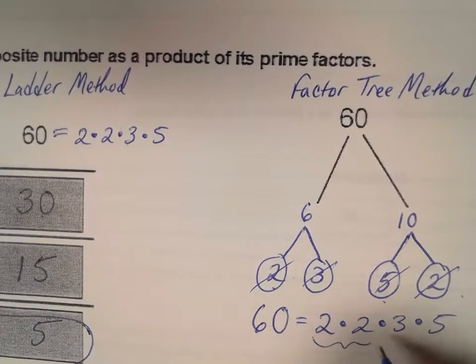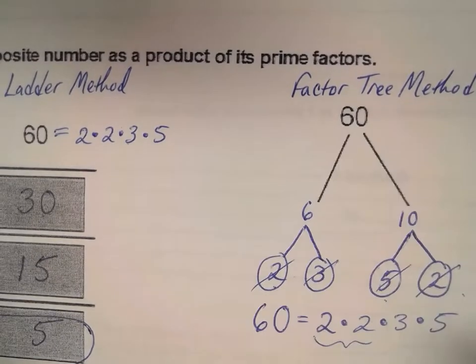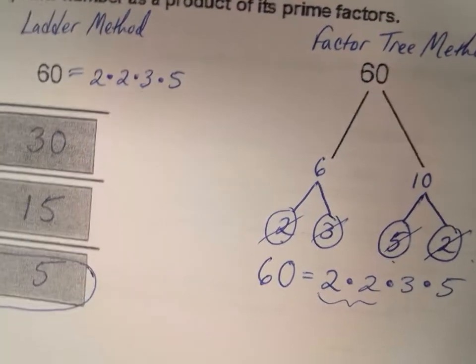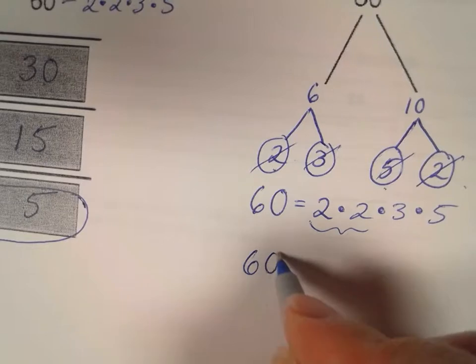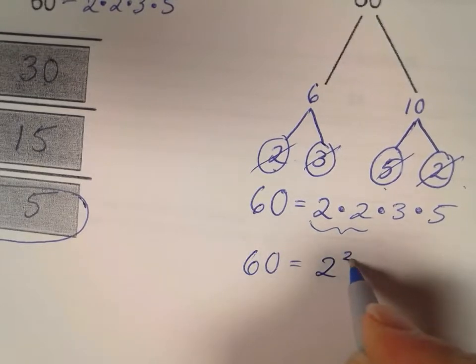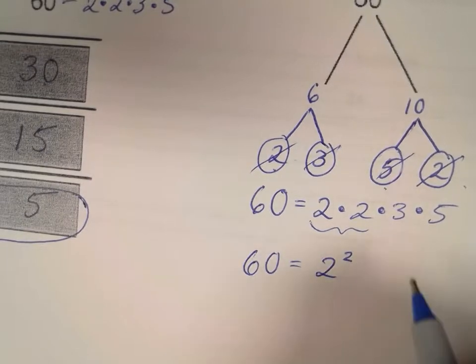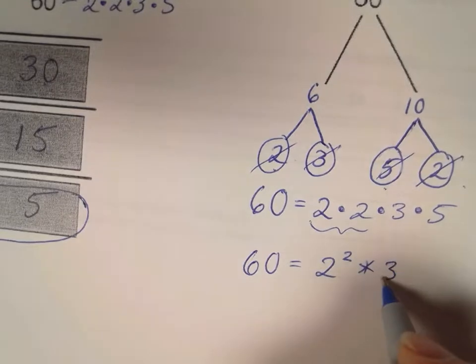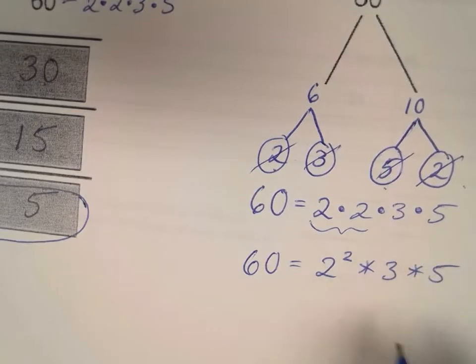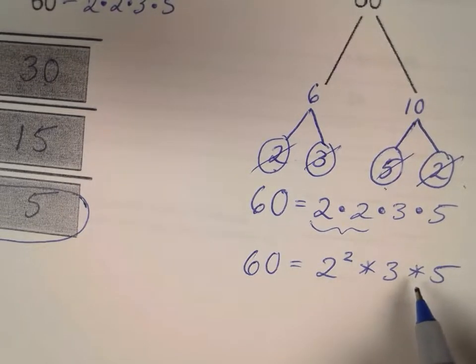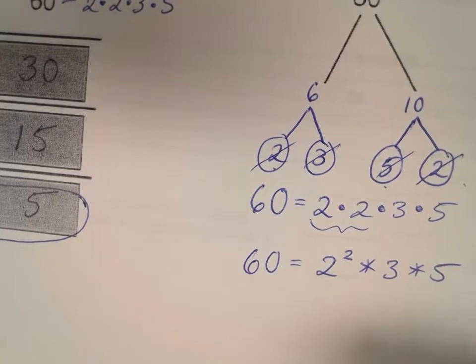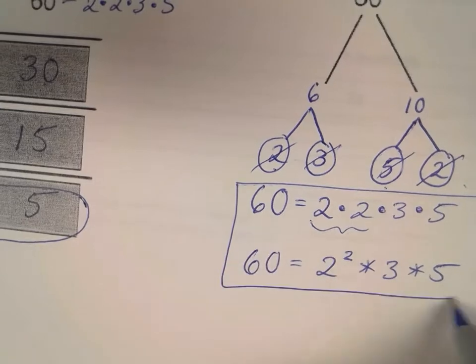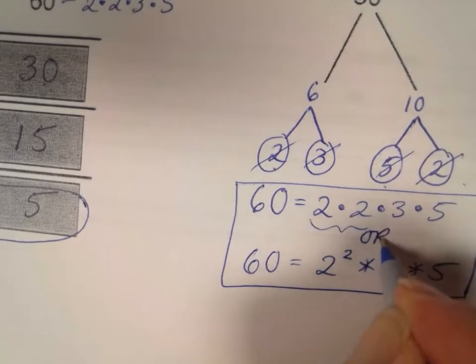Do you notice how I have 2 of these? We could use something called exponential form. So I'm going to try to show you that now. Another way of listing this would be 60 equals 2 to the 2nd power, because there were 2 of them, times 3 times 5. And again, I'm not using the evil x, saving x for algebra. I'm using a multiplication symbol, a different type. So both of these are good answers. You have found me the prime factorization of 60.